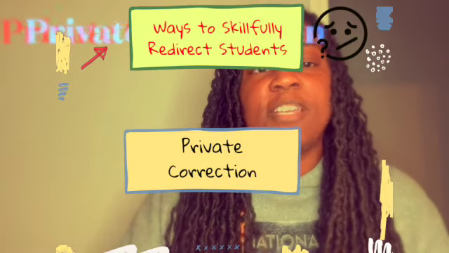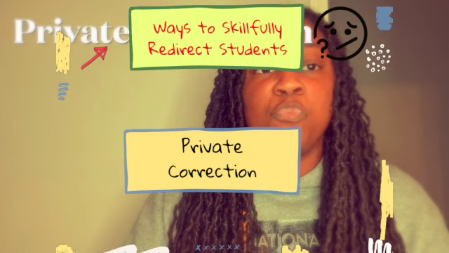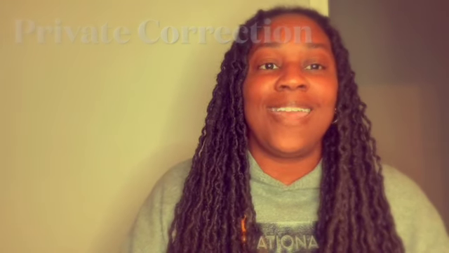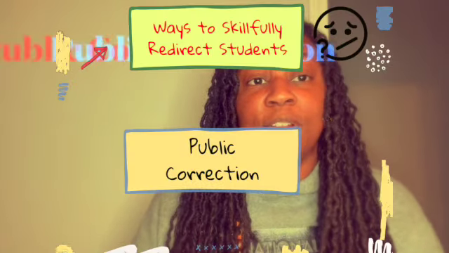Next is a private correction. So with this, you would move closer to the student and in a discreet, low tone voice, you want to let the student know what it is you need them to do. And with this private correction, as you make the correction, you do that very quickly. Again, you do it discreetly and you keep teaching. That's the key.